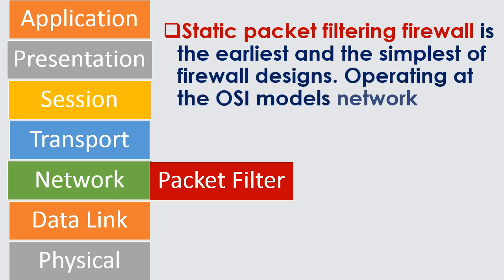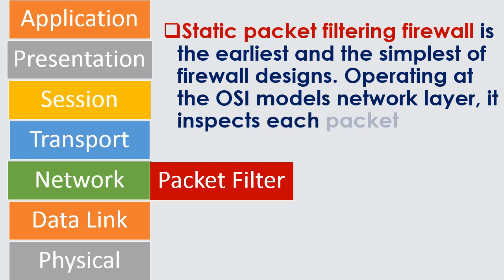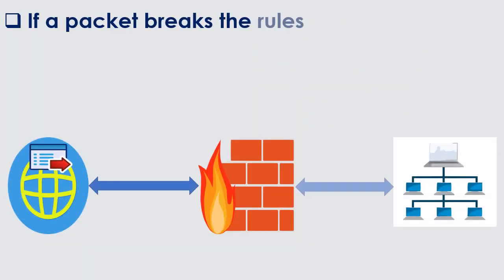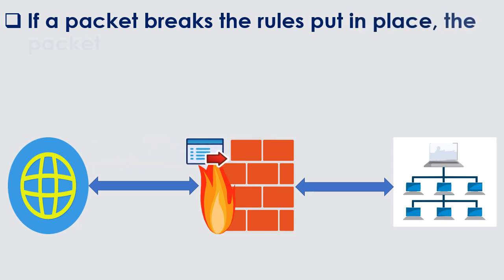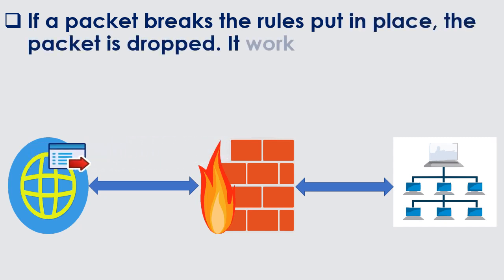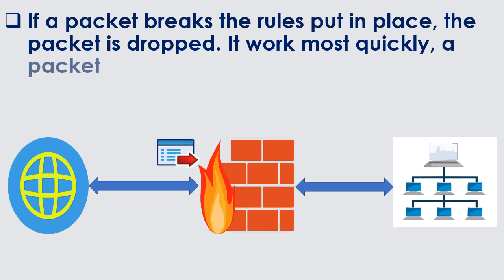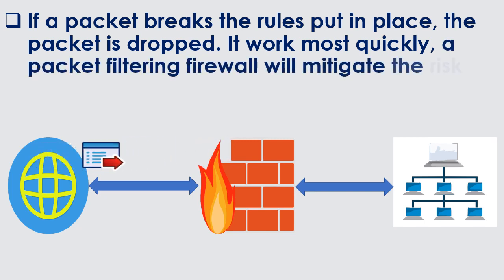Operating at the OSI model's network layer, it inspects each packet. If a packet breaks the rules put in place, the packet is dropped. It works most quickly. A packet filtering firewall will mitigate the risk of a particular packet type.